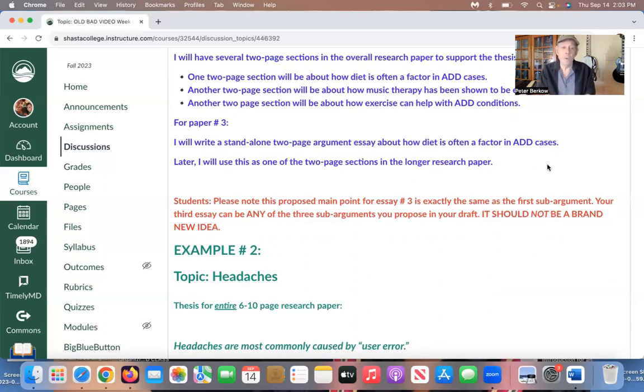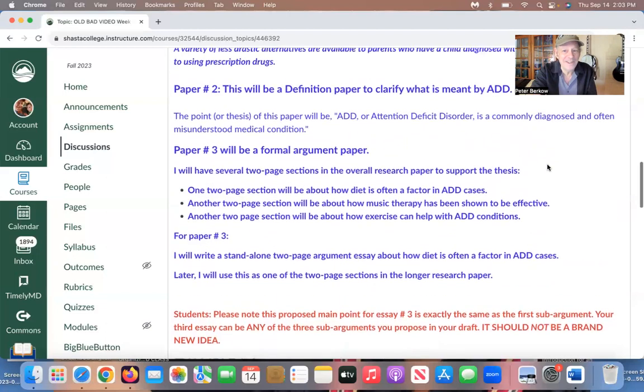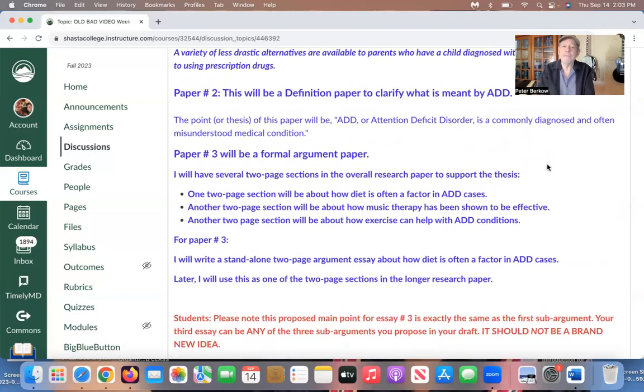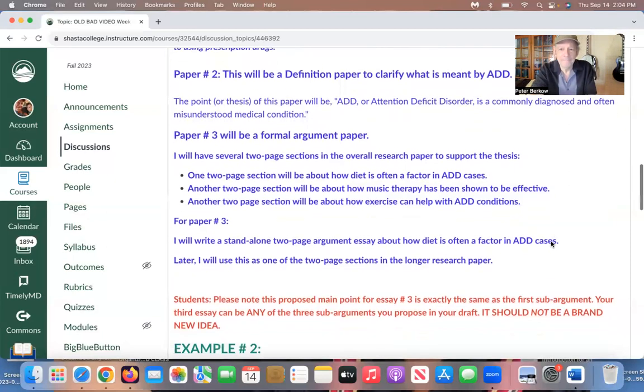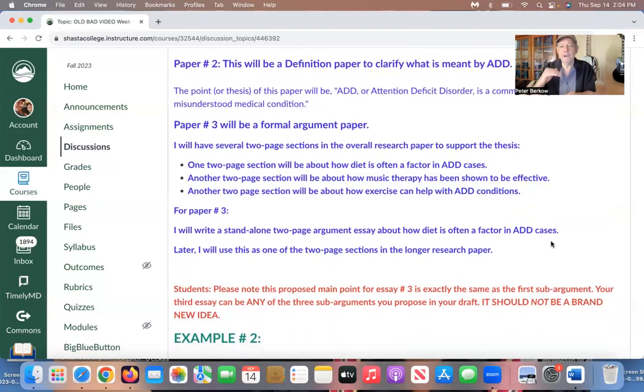Another thing, a warning, is that you really don't want paper number 3 to be too close to your overall thesis. And I see students trying to do that a lot, where they get into paper number 3 and they try to argue the whole thing that children do not need drugs to deal with ADD. Well, that's for the whole paper. And we're going to break it down into smaller segments about why they don't need drugs, okay? Reasons to agree with the bigger paper thesis, okay? Smaller sub-argument to agree with the bigger overall argument.